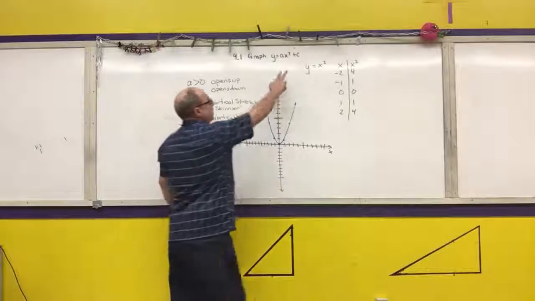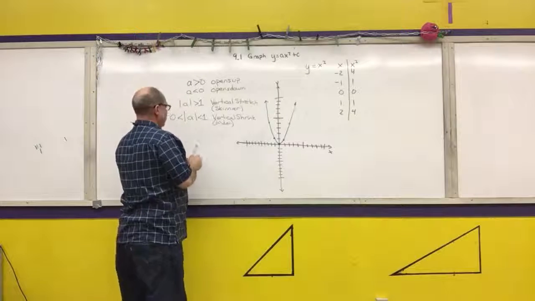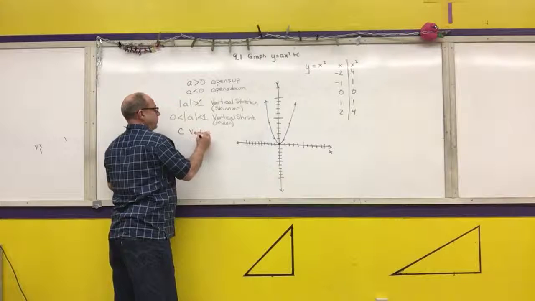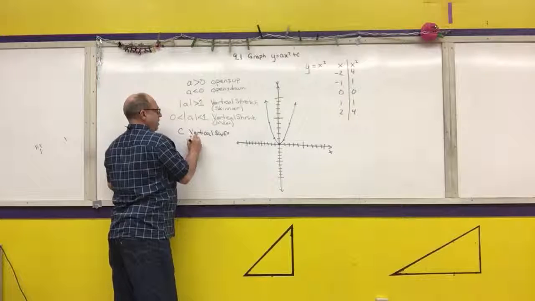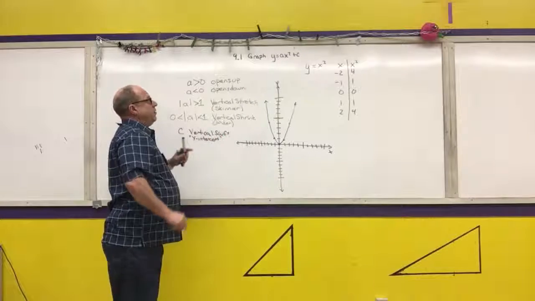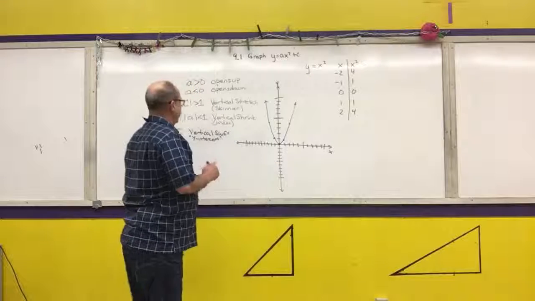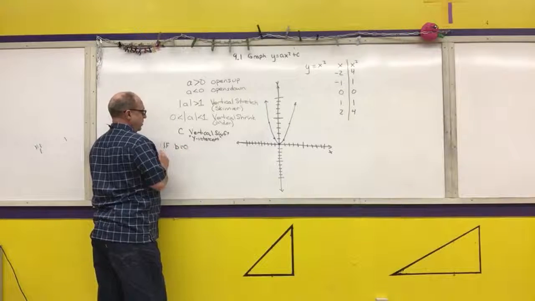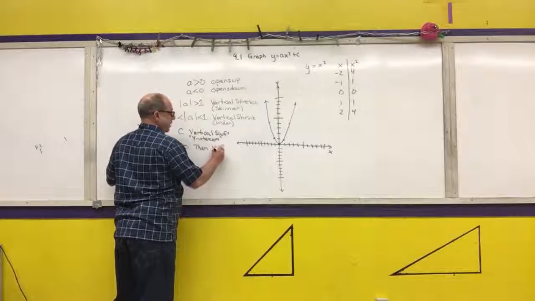The plus c, if it's in this form without that middle b term, if it's a plus c, the c is the vertical shift of the graph. And remember that this is going to be our y-intercept. There is no b term, so our vertex is going to be on the y-axis. So that's something you may want to note. If b is equal to 0, then the vertex is on the y-axis.